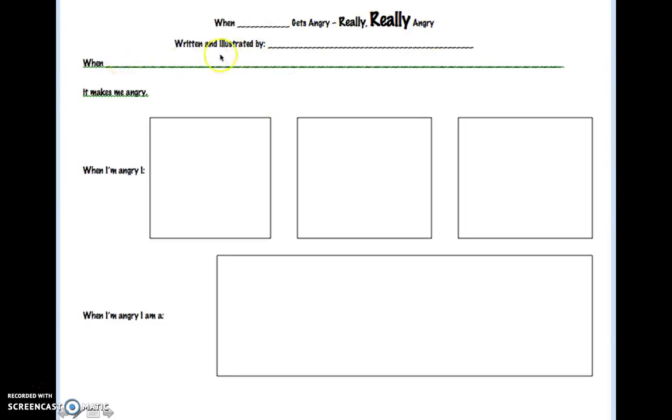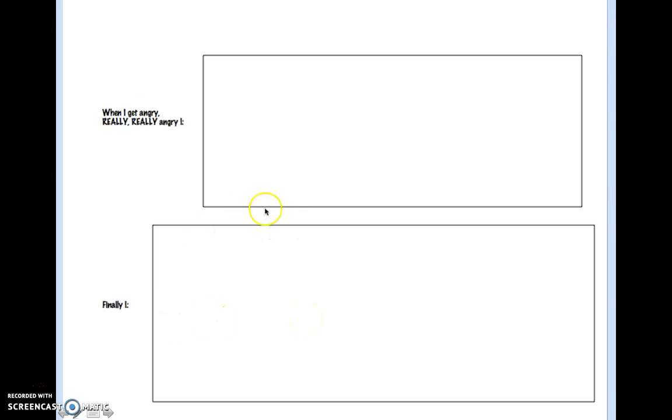And here they're telling me what made them angry, and then three specific things. In the book, like I said, she compares herself to a volcano ready to explode, so here we talk about different items. The back of that organizer looks like this. So their ending is finally I, and whatever their last thing is.